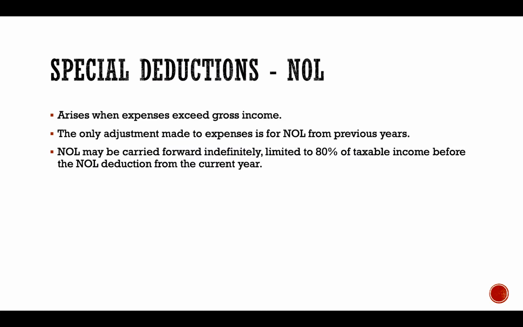And moving on to net operating losses, this is the next special deduction we're going to discuss. These are going to arise when expenses exceed gross income. There's not a lot of reconciliation here. The only adjustment that's made to expenses is for net operating losses from previous years. I can't factor those in when I'm considering the net operating loss for this year. The net operating loss may be carried forward indefinitely, but it's limited to 80% of taxable income before the net operating loss deduction for the current year.